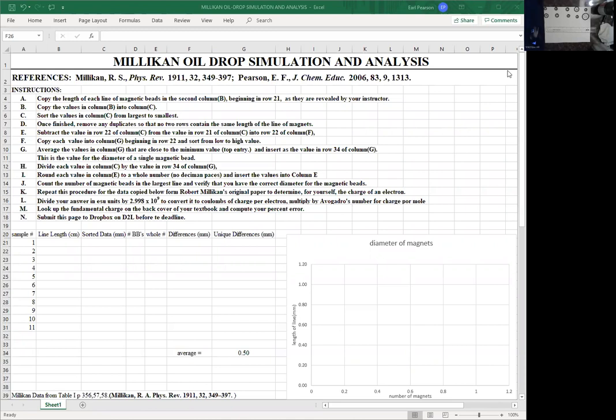Hello, students. Today we're going to simulate what I believe is one of the most exciting and scientifically important papers that has ever been published. It's the work of Robert Millikan, his oil drop experiment, where he was able to measure the fundamental charge, the charge of an electron, using oil droplets.